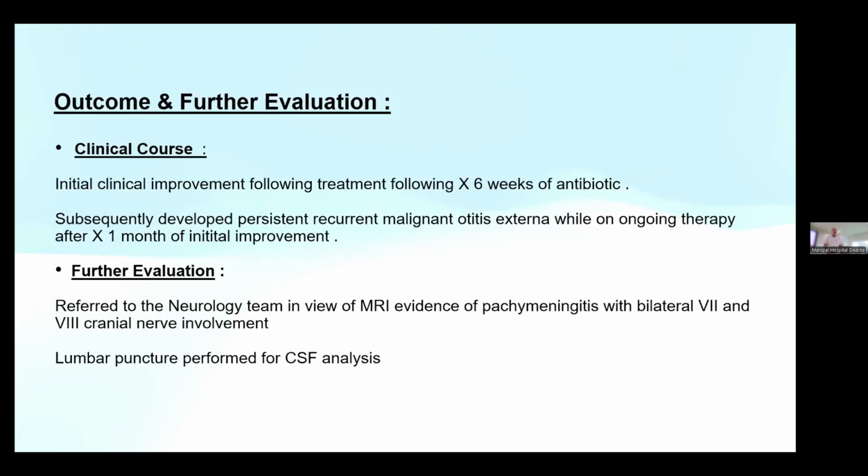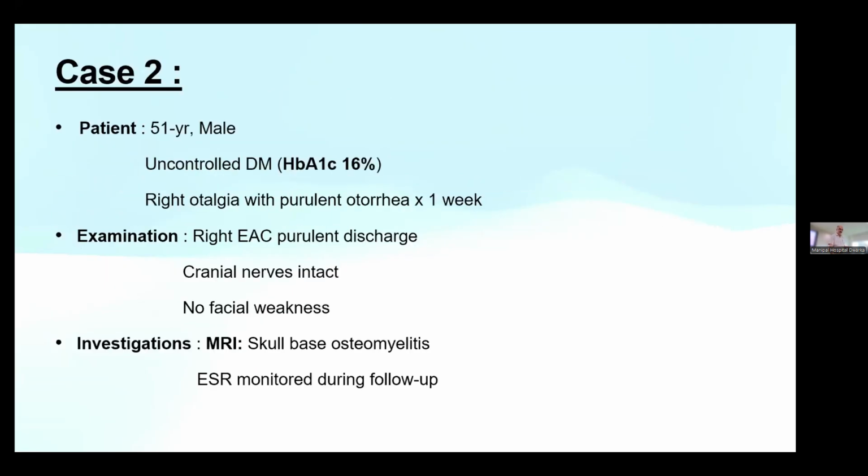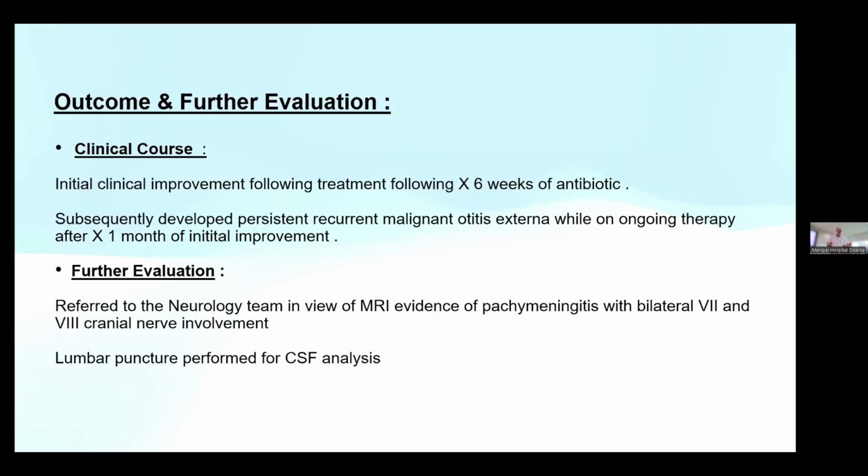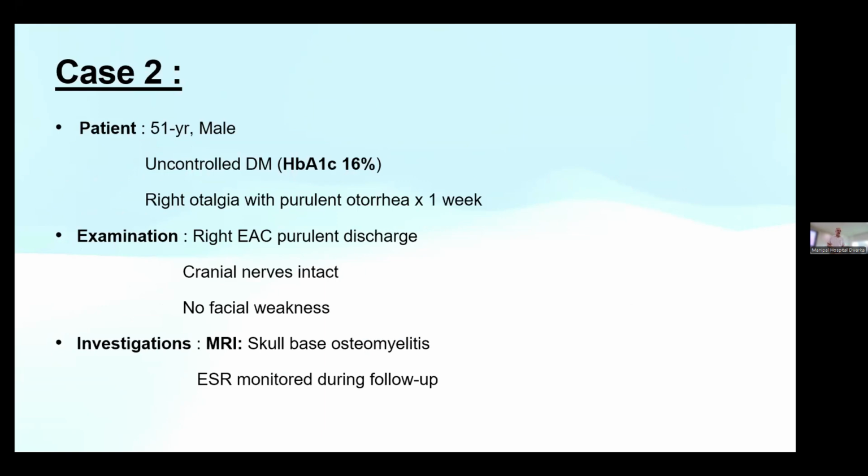Initially, he did well. Then, 2 weeks back, he started having headache, and we did an MRI again. He had pachymeningitis with, again, lower cranial nerve involvement. Lumbar puncture was done for CSF analysis to see if they could grow something, but nothing. And right now, he's shuffling between us and the neurologist. Now, this is a better treatment result. Uncontrolled diabetes, HbA1c was 16. The patient never knew he was diabetic. It was only detected in the hospital.